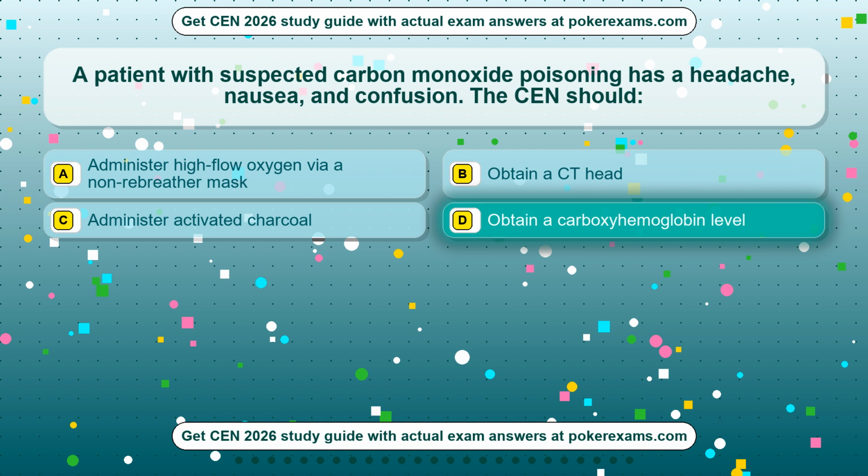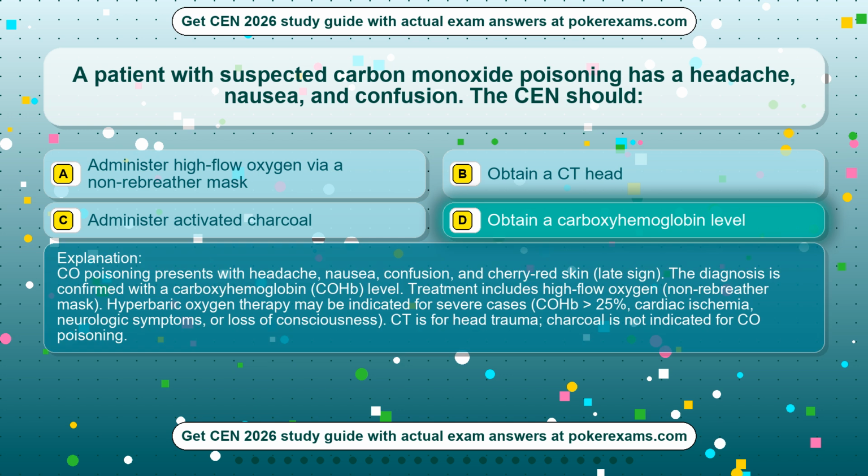Obtain a carboxyhemoglobin level. CO poisoning presents with headache, nausea, confusion, and cherry red skin, a late sign. The diagnosis is confirmed with a carboxyhemoglobin, COHb, level. Treatment includes high-flow oxygen via non-rebreather mask. Hyperbaric oxygen therapy may be indicated for severe cases: COHb above 25%, cardiac ischemia, neurologic symptoms, or loss of consciousness. CT is for head trauma; charcoal is not indicated for CO poisoning.